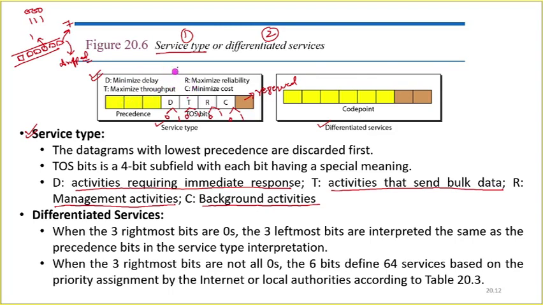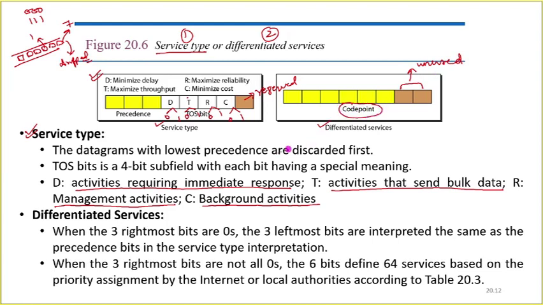Likewise, this is called service type. Next one is differentiated services. The same 8 bits can be represented in terms of differentiated services. How does this basically work? These two are basically reserved, or we can call them unused. Unused means they are not used. The remaining are being used. These 6 most significant bits will be used. That is called the code point.